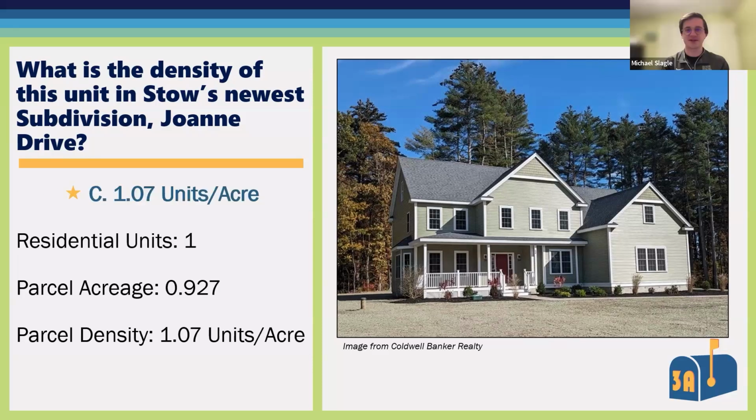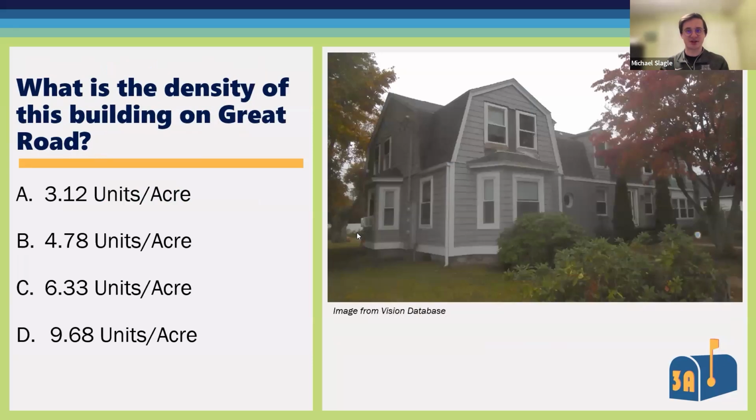All right, so hopefully this is starting to get you to think a little bit more about the density that we have in Stow. We'll go off to our next example. What is the density of this building on Great Road? I'll give you a little hint. There are more than 1 unit in this building, and this building is on a fairly small lot. So does anyone have any idea as to what the density of this might be?